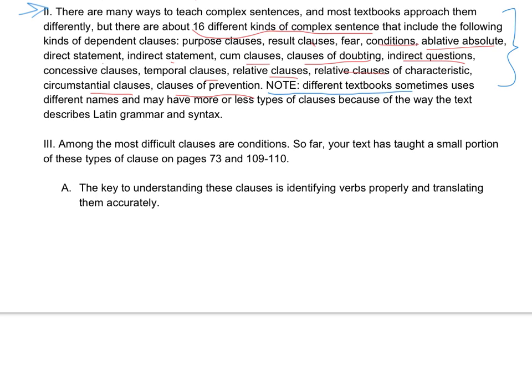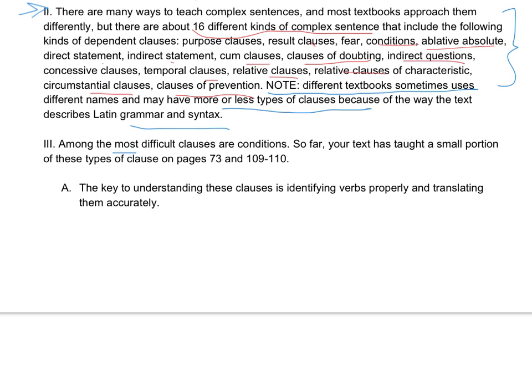And I also want you to note that different textbooks sometimes use different names for all these different types of clauses, since some textbooks may have more or fewer types of clauses that they teach in the course of a one-year Latin course. So everybody might describe Latin grammar and syntax differently, but I'm going to focus on one type of complex sentence today called a condition, or a conditional clause, or a conditional sentence. I'll use those interchangeably, but try to be consistent and call them conditions.